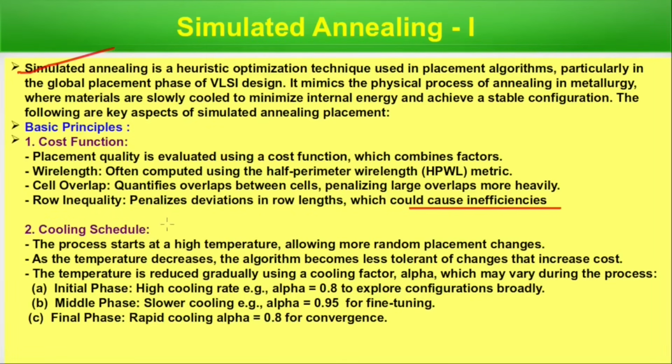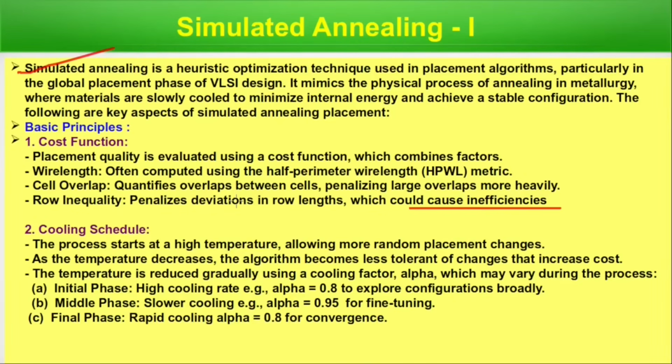And next, the cooling schedule. The process starts at a high temperature, allowing more random placement changes. As the temperature decreases, the algorithm becomes less tolerant of changes that increase cost. The temperature is reduced using a cooling factor alpha, which may vary during the process. There is basically an analogy used here with the method of simulated annealing.